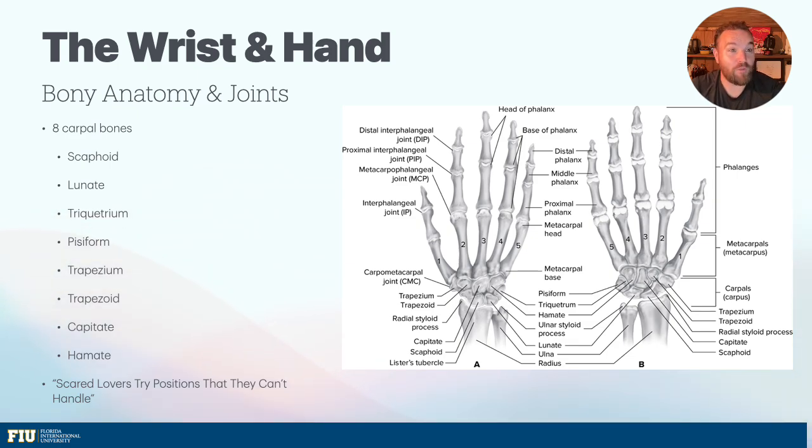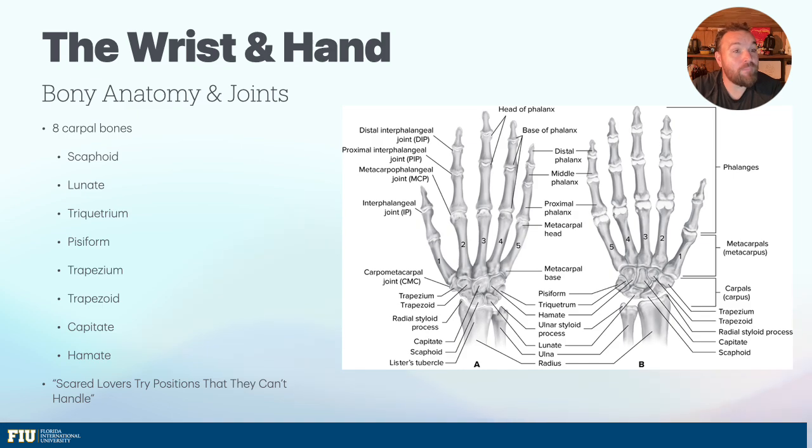There's a fun little mnemonic that I learned from the TV show House that we keep on here. Scared lovers try positions that they can't handle. SLTPTTCH. That is the first letter of each one of those carpal bones. So if for anatomy class you do have to memorize that, it might not be a bad idea to use a mnemonic device. If you're comfortable with using that one, great. There are other cleaner ones, but that one just entertained me, so I wanted to use it instead.